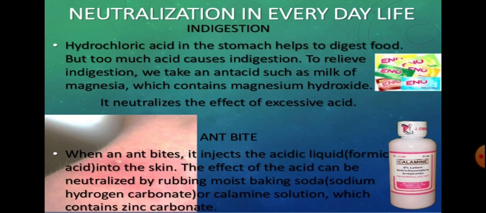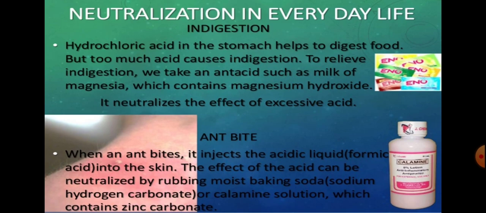Now some neutralization reactions involved in our everyday life. The neutralization reaction involving acid and base plays a very important role in our everyday life: remedy for indigestion caused by acidity, treatment of an ant sting, and reducing the acidic or basic nature of soil. Let us discuss neutralization in everyday life.